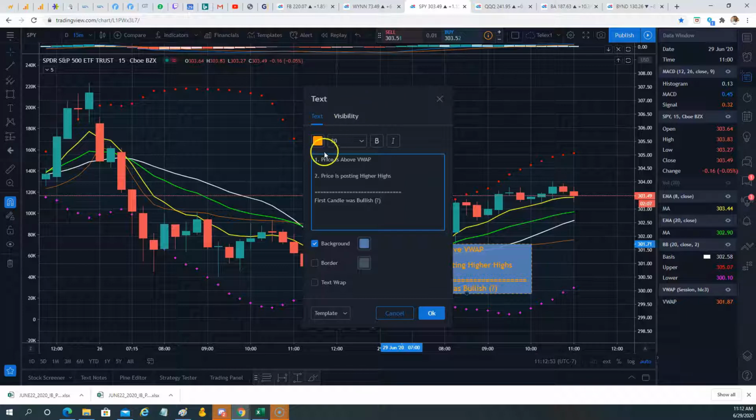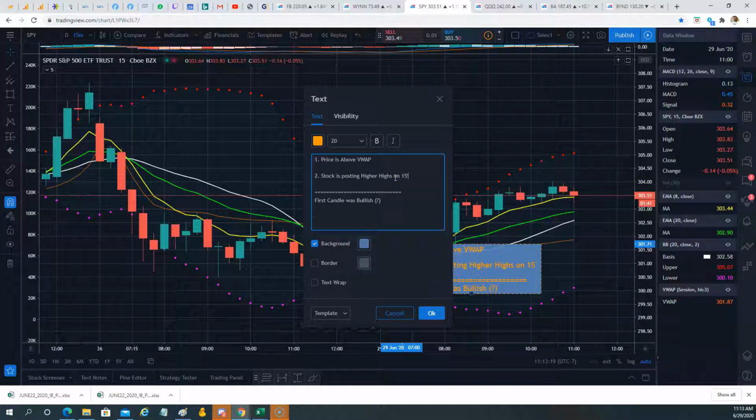The conditions to go for a put, meaning to be bearish. So price above VWAP. I know I'm forgetting one here. Price above VWAP. The stock is posting higher highs. Stock is posting higher highs. Again, this is on 15-minute charts. Okay, so higher highs on 15 minutes.